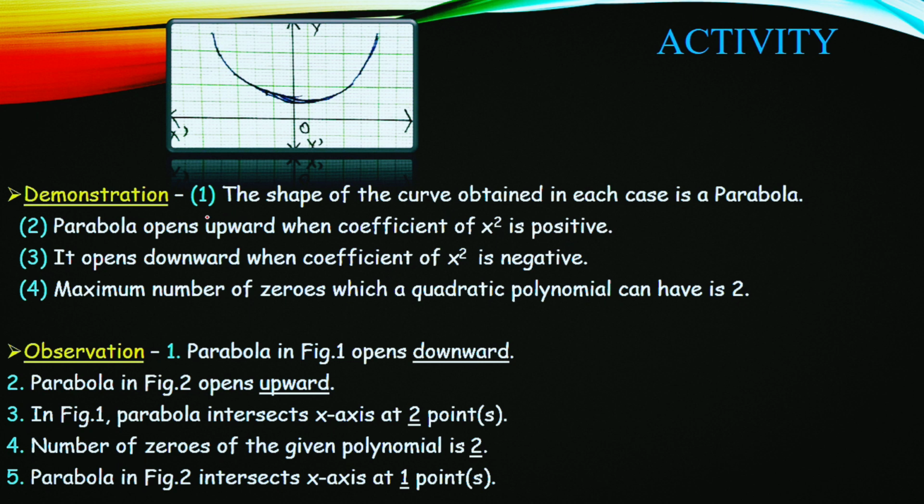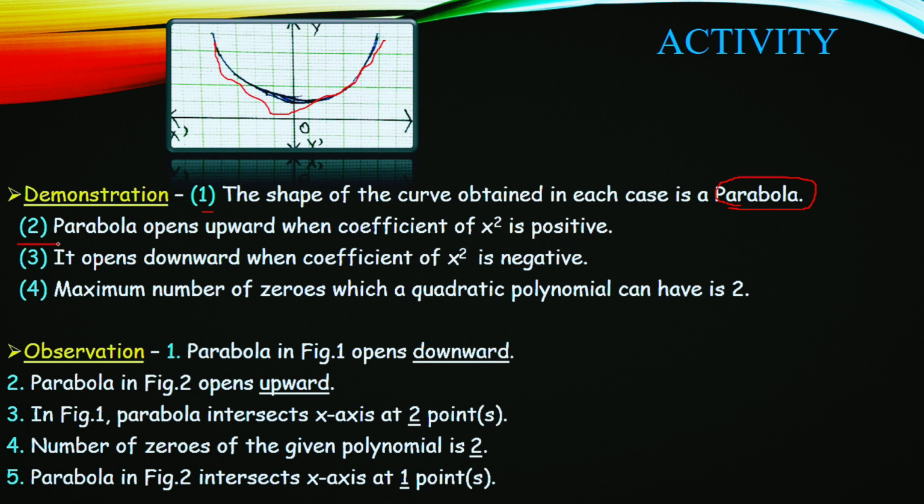The result that we obtain from this activity is, first, the shape of the curve obtained in each case is a parabola. What is a parabola? You can see this shape. This shape is a parabola, that we draw on a graph as a freehand curve. The shape of the curve obtained in each case is called a parabola.